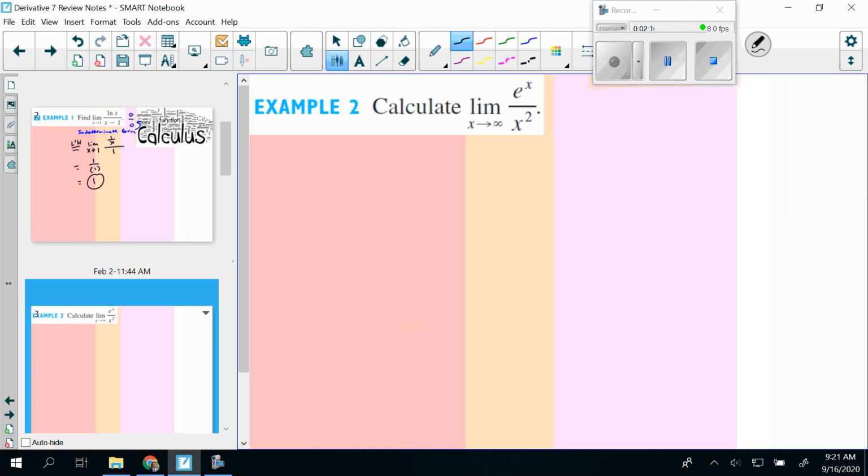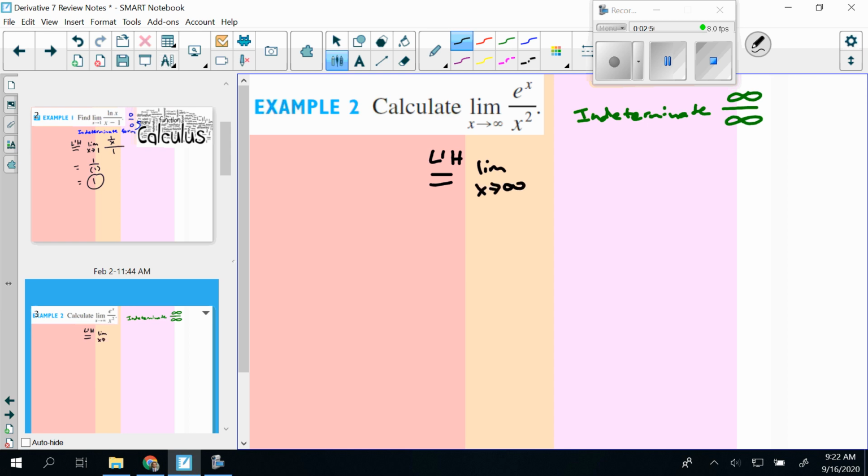Let's try another one. Calculate the limit as x goes to infinity. If we put infinity in there, e to the infinity power is going to get very large. Infinity squared is going to get very large. We have the indeterminate form of infinity over infinity. So first step, again, we take the derivative of both top and bottom functions.